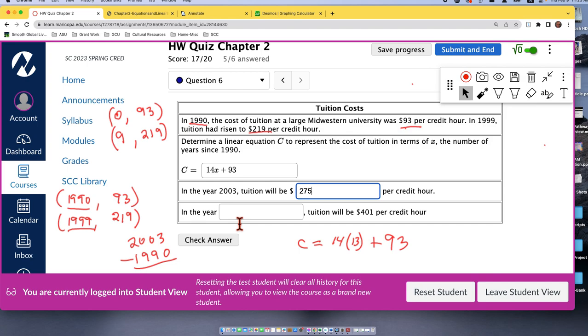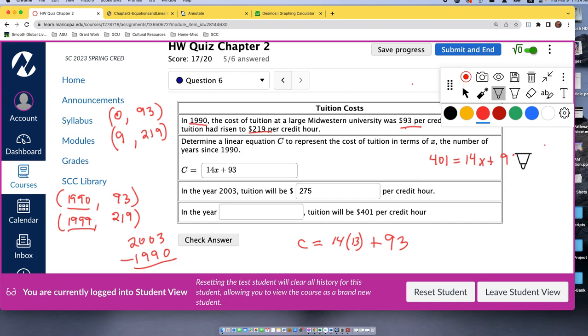And then this last one: in what year will tuition be 401? How do we solve that one? Plug in 401 for C. There we go. So 401. And again, this one is going to have a little bit of a trick to it. How do we solve for X? Minus 93 on both sides, subtract 93. That would come out to 308.